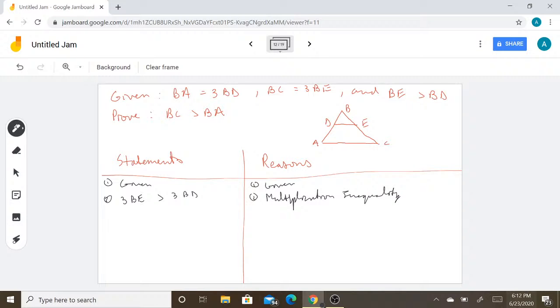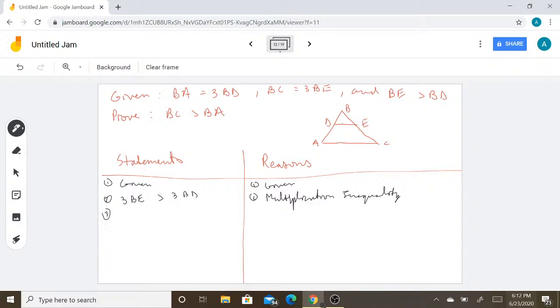Basically, if unequal quantities are multiplied by positive equal quantities, then the products are unequal in the same order. So, we know that BE is greater than BD, and we're just multiplying both sides by 3, which is positive. So the greater than sign stays the same.